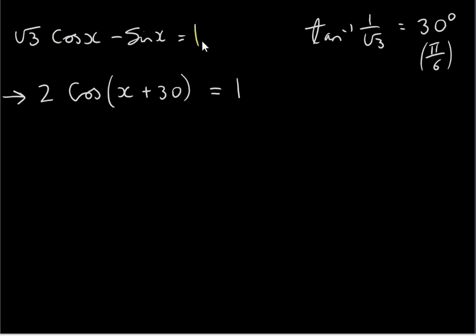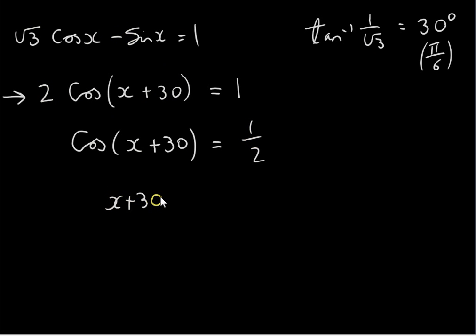Anyway, we can now write our equation as capital A cos x plus d. So capital A was, remember, the square root of this squared plus this squared. That's the square root of 4, which is 2. And d is the inverse tan of minus b over a. So it's the inverse tan of minus 1 over root 3, or the inverse tan of plus 1 over root 3. Okay, so now we have a simple trigonometric equation. We just have a single trigonometric function.